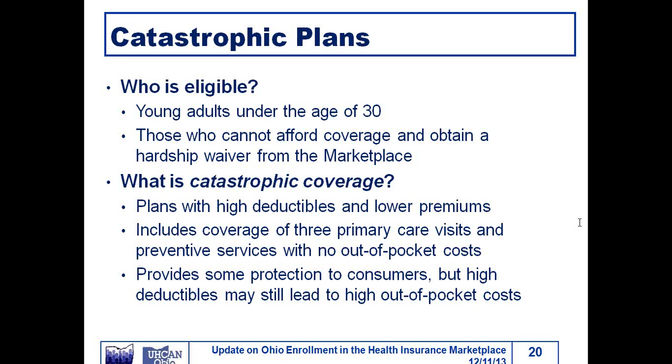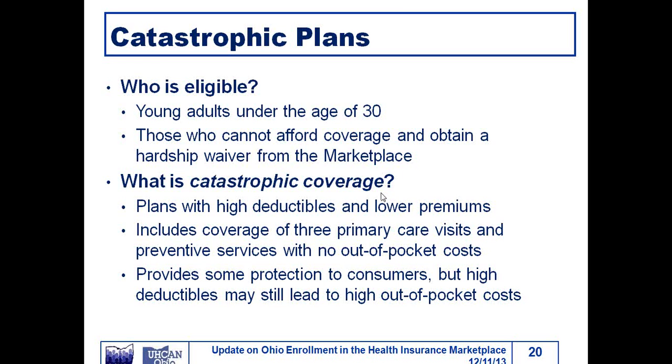But there are also people who are going to go to the exchange and they're not going to be able to afford what's offered to them, and they're going to apply for a hardship waiver so that they don't have to pay a penalty because they don't have insurance. So if I absolutely can't afford to buy any of my choices at the marketplace, I can apply for a hardship waiver so that I don't get a penalty, but the problem is I won't have insurance. And in that event, I can buy catastrophic coverage.